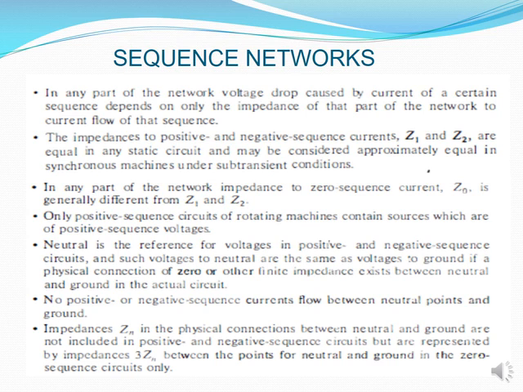Neutral is the reference for your voltages in your positive and negative phase sequence circuits, whereas on your zero sequence, ground will be your physical connection. Then we say we don't have any positive or negative sequence current flow between our neutral points and ground. Your impedance Zn, which is the physical connection between your neutral and your ground point, is not included in your positive and negative sequence circuits. It only gets introduced on your zero phase sequence, and it is usually 3 times that value.